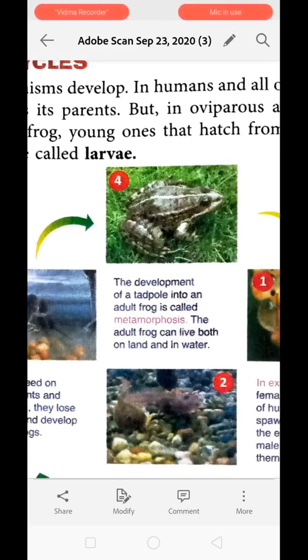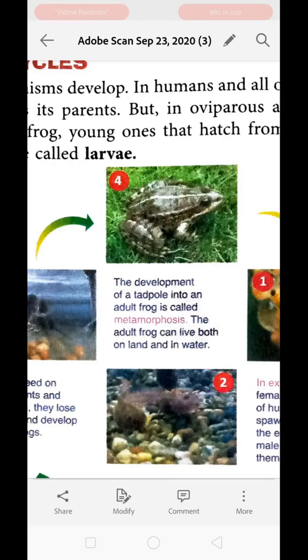You can see what happens during the life cycle of a frog. The female frog lays eggs in a water body or nearby the water. Basically, they lay eggs in water. Understood? The female frog lays eggs in water.